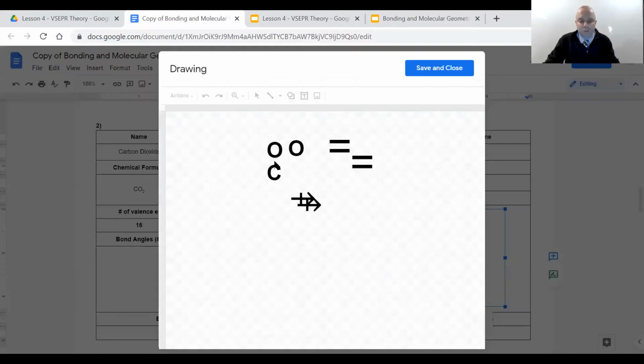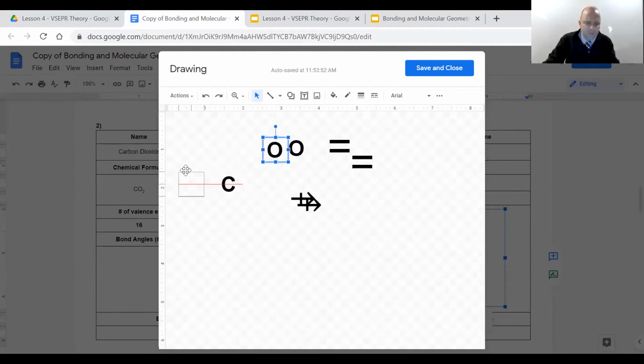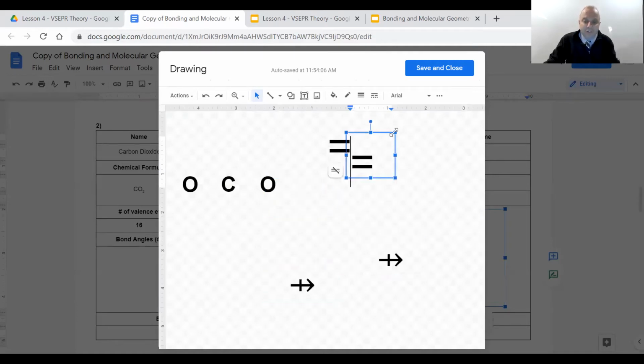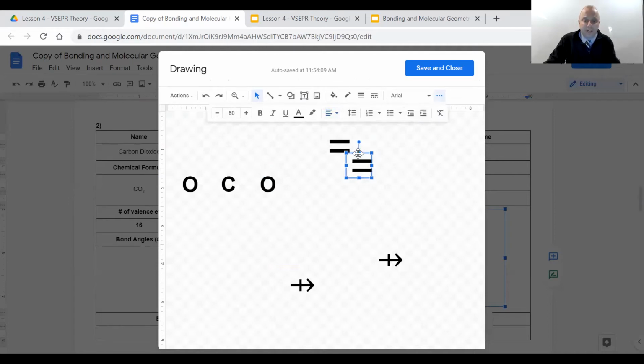Now we're going to make our picture look like the one in the example. So we're going to put a carbon in the center. Then we're going to put an oxygen on one side, an oxygen on the other side. Move these arrows out of the way here. And now this time, because we have 4 shared electrons, we actually have a double bond. So this is the first case where we have a double bond. So we're going to take this double bond and we are going to move it so that it is in between the 2 arrows. Just so you know, I'm just adjusting this so that it goes in the center.